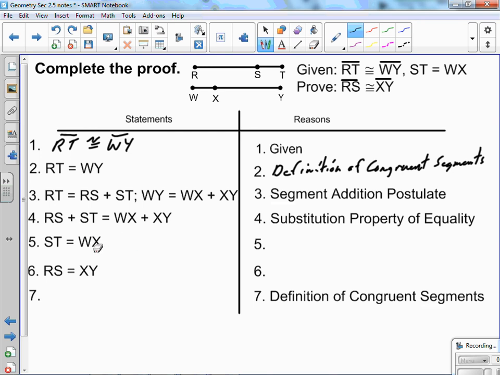Now, step 5, ST equals WX, which is hard to see where it comes from here, and that's because it doesn't come from the steps above it. It comes from up here where it gave it to us in the beginning of the proof. So that is given.